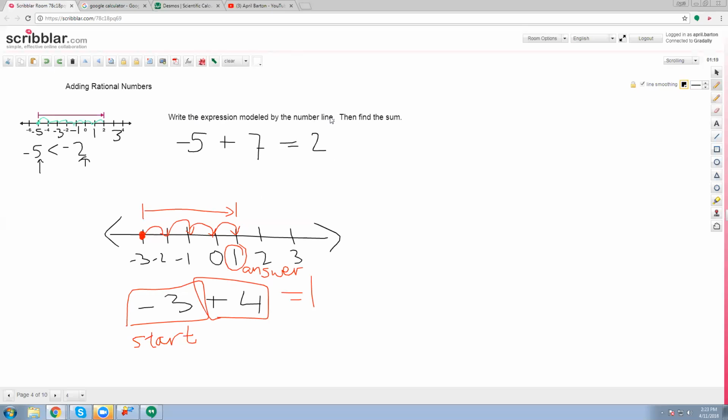Again, when they write the answers, instead of writing -5 plus 7 equals 2, if I remember correctly, I think they just said -5 plus 7. That was the expression part modeled by the number line. And then they did semicolon 2 because the sum is 2. Each answer, if they ask multiple things, they just put a semicolon. Here's the next answer. Okay. Again, if you have any questions, let me know. If not, we'll move on to the next one.